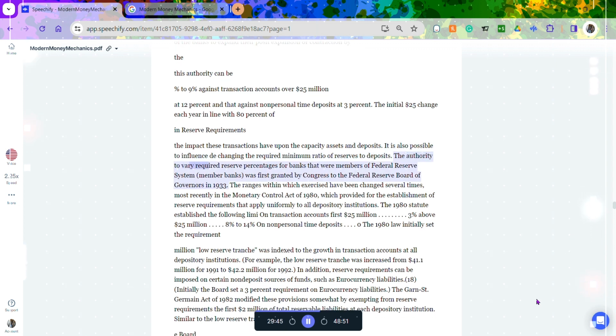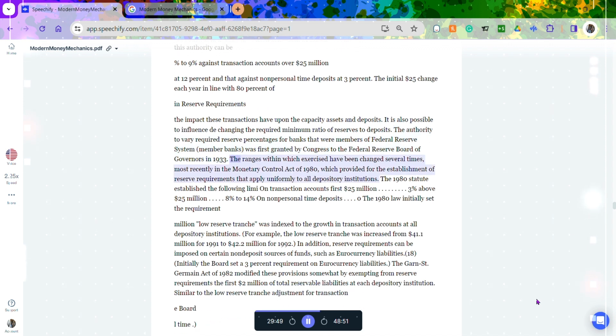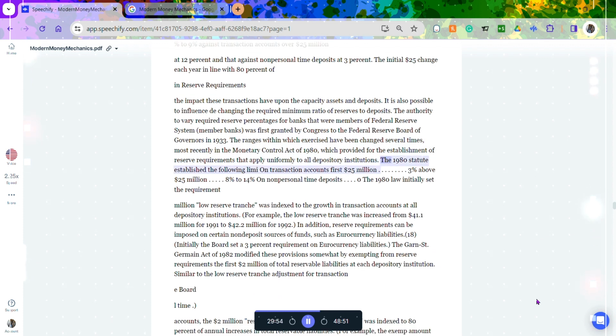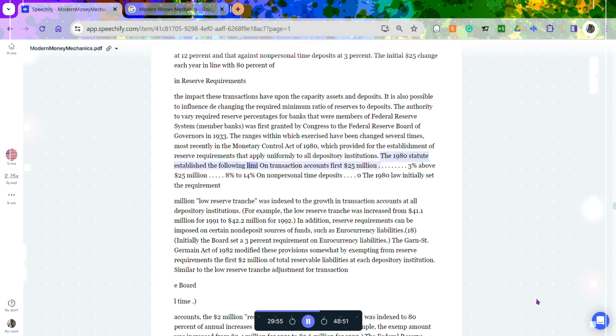The authority to vary required reserve percentages for banks that were members of the Federal Reserve System, member banks, was first granted by Congress to the Federal Reserve Board of Governors in 1933. The ranges within which it may be exercised have been changed several times, most recently in the Monetary Control Act of 1980, which provided for the establishment of reserve requirements that apply uniformly to all depository institutions. The 1980 statute established the following limit on transaction accounts: first $25 million.